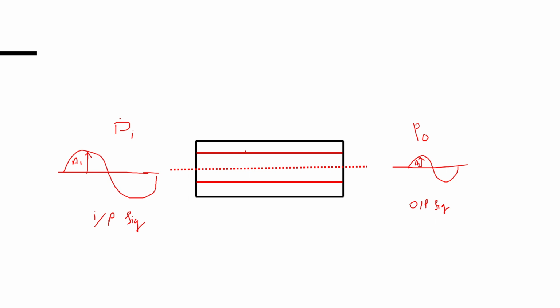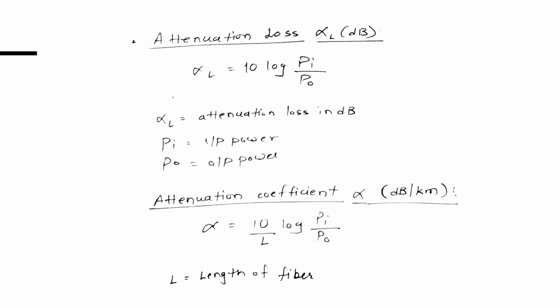So the attenuation is calculated with the help of certain formulas, which are here. This is the total attenuation loss in the optical cable, and this can be calculated with the help of this formula: 10 log input power upon the output power. And in some textbooks you will find minus 10 log P output upon P input. So this formula is also correct.